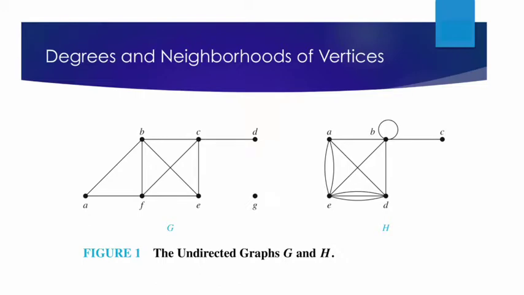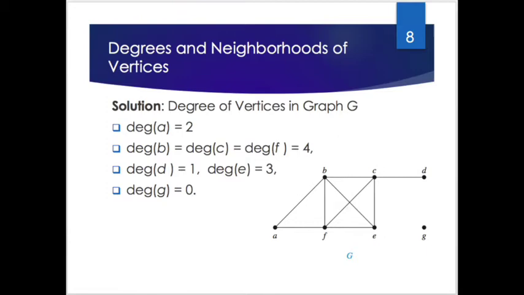So let us take an example. What are the degrees and what are the neighborhoods of vertices in the graphs G and H displayed in figure 1? The answer is, in G we have degree of A equal to 2, because A is connected to F and to B. Now the degree of B equals the degree of C equals the degree of F, and those are equal to 4. But the degree of D is equal to 1. In graph G, the degree of G equals 0 because G is not connected to any other node.